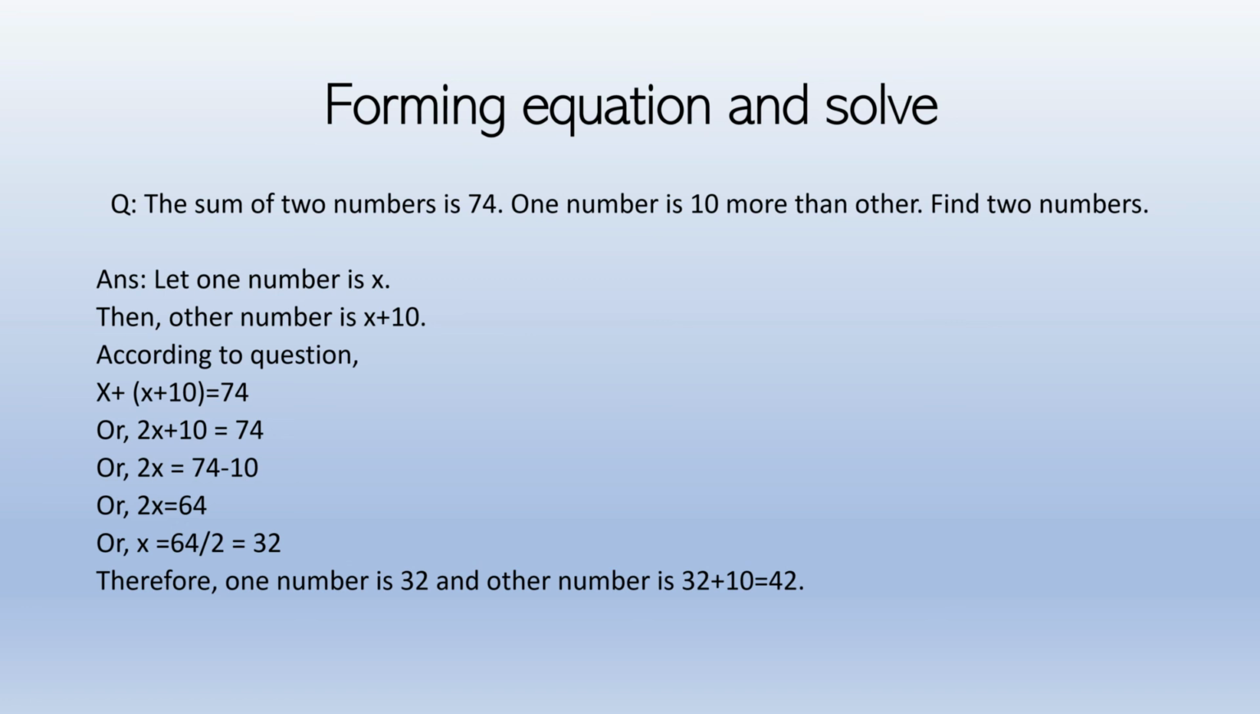If we cross-check the answer, we can see the two numbers are 32 and 42. The sum of these two numbers is 74. It means our solution is correct.